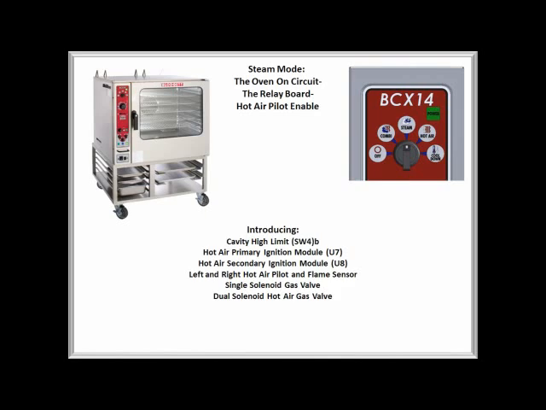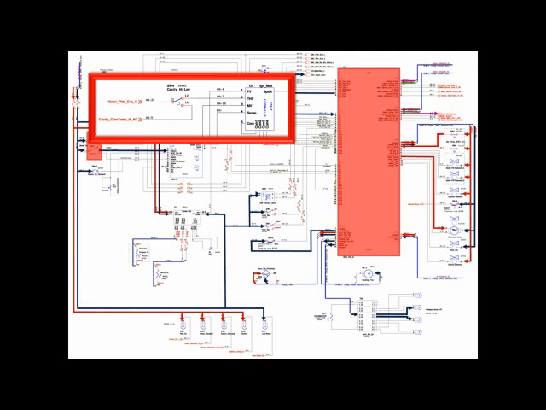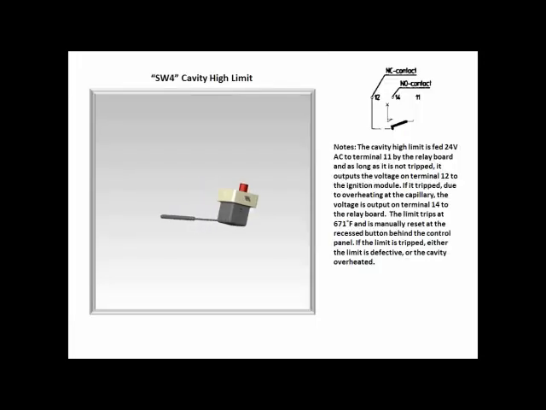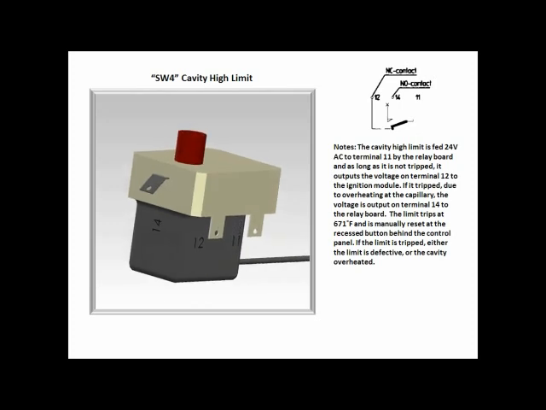The relay board also sends out a signal to enable the hot air pilot when the oven on signal is received at J1, pin 1. The hot air pilot enable output is sent to the cavity high limit. The cavity high limit is referred to as SW4 on the diagram, and it disables the hot air if the temperature in the oven cavity exceeds 671 degrees Fahrenheit.